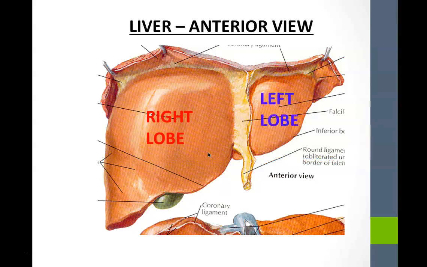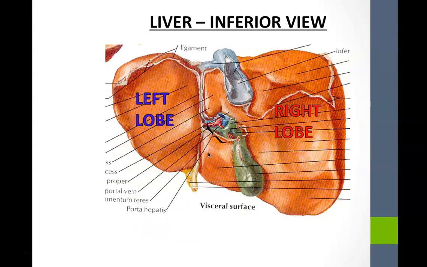And to see the other lobes, we would have to look at an inferior view of the liver. So this is an inferior view. You could see the right lobe on the right, left lobe on the left. And over here we have this square-shaped lobe. So this is called your quadrate lobe. Quad meaning 4-sided. And this is going to be found more anteriorly. So I always think Q and A, quadrate anterior.